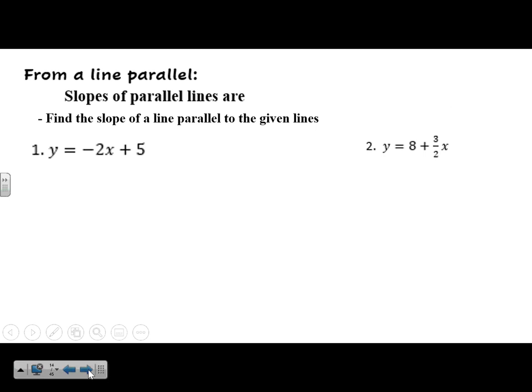So the last but not least, we're going to talk a little bit about parallels and how parallel lines are related and how perpendicular lines are related, having to do with slope, what we've been doing. So slopes of parallel lines are the same. So this says find the slope of line parallel to the given line. So this is the given slope. I want the parallel slope.